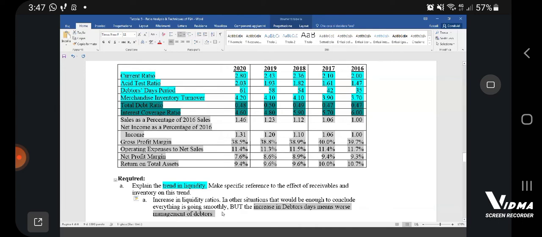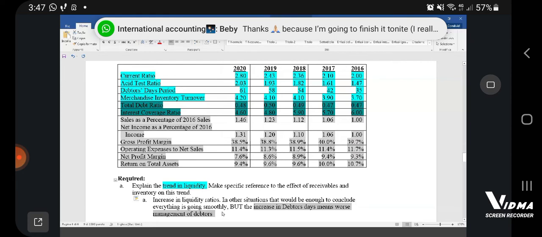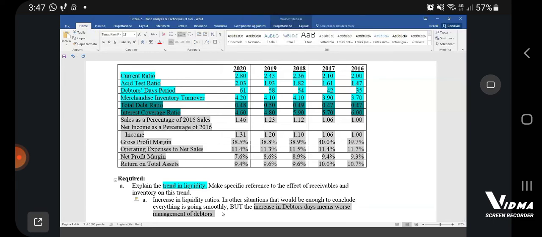Usually the increase in the debtor days means that we have higher amounts of trade receivables. And having higher amounts of trade receivables explains the increasing trend in both current ratio and quick ratios, okay? So the problem that we are encountering with the management of the debtors is something that we have to look further and we have to investigate.